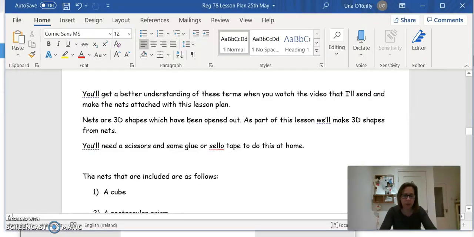Just going back to our lesson plan. So the nets are 3D shapes which have been opened out, like I said, and as part of this lesson, we'll make 3D shapes from nets. I'm not going to do it in this recording because it would take forever. So I'll do 1 or 2 and send you separate videos. You will need a scissors and some glue or sellotape to do this at home, okay?